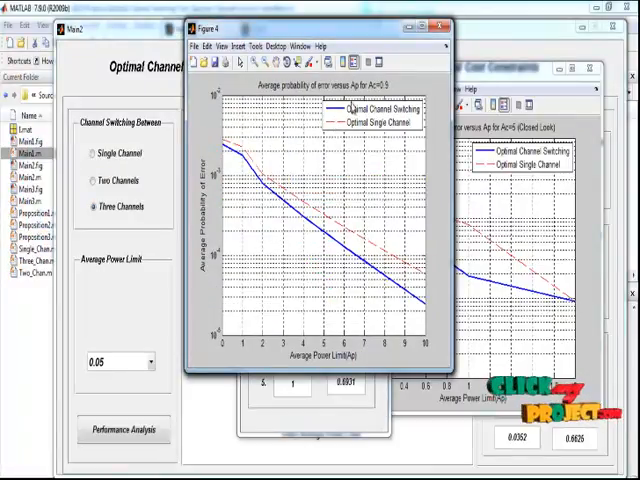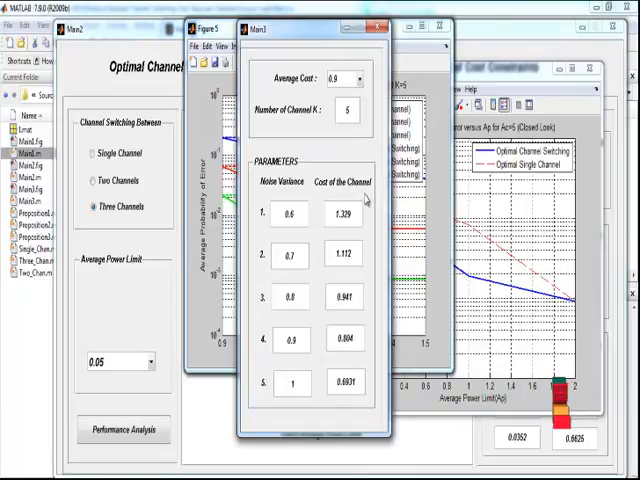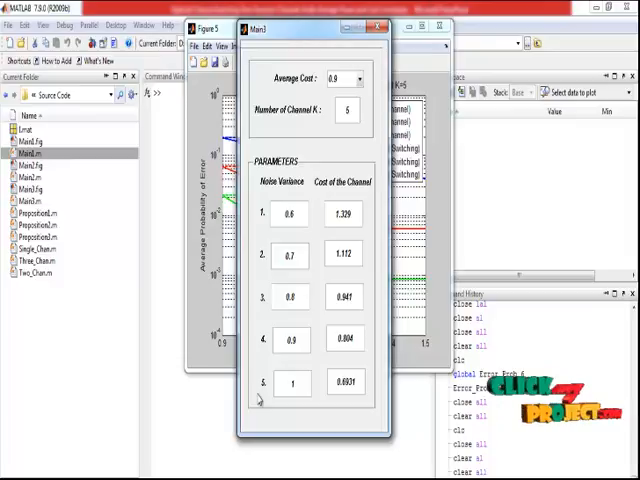average probability of error versus AP for AC equal to 0.9, and also got the graph for average probability of error versus various average cost limits for different AP, and here K equals 5, and we got the noise variance and cost of the channel. Here the number of channels is 5. Finally, the convexity properties of the error probability are investigated for the logarithmic cost function under power and cost constraints. Thank you.